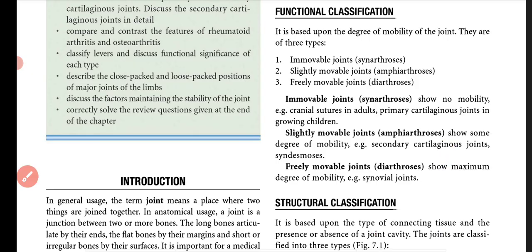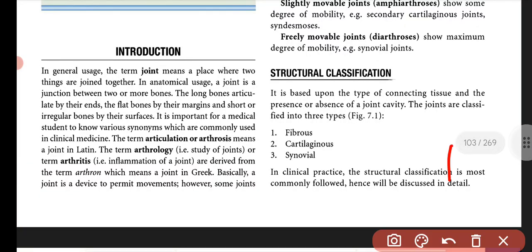Okay. Now the structural classification. It is based upon the type of connective tissue, such as fibrous or cartilaginous, and also on the presence or absence of the joint cavity, such as in the synovial. Okay. Number one under the structural classification is fibrous. Number two, cartilaginous, and number three, synovial joints. And in clinical practice, the structural classification is most commonly followed.